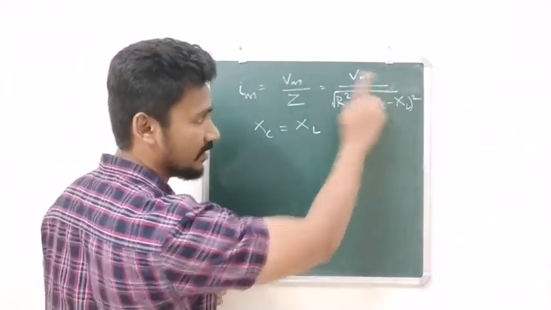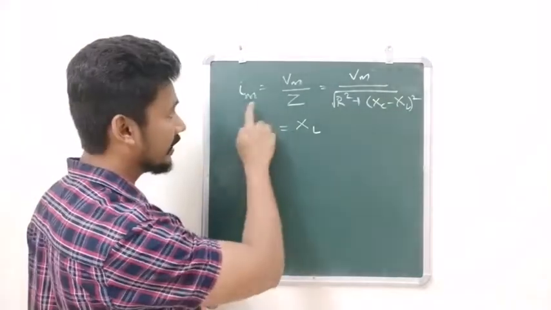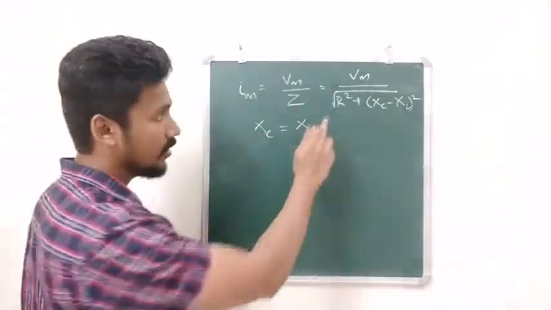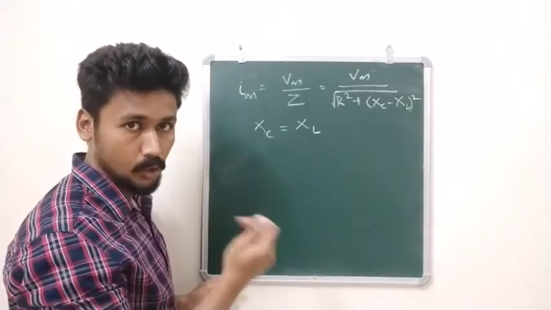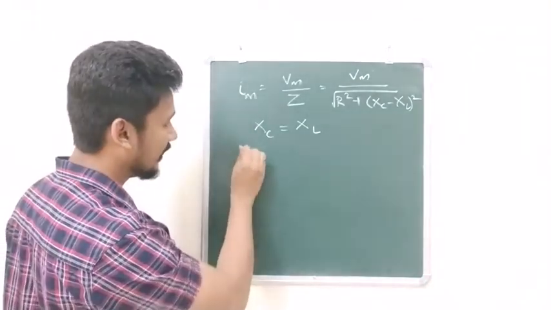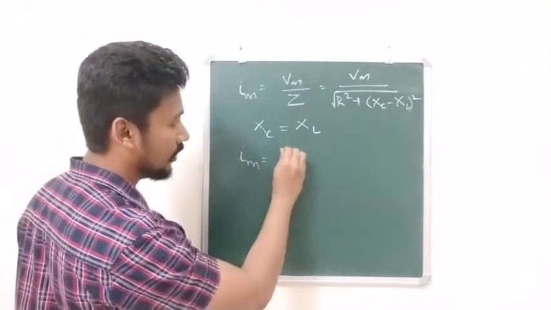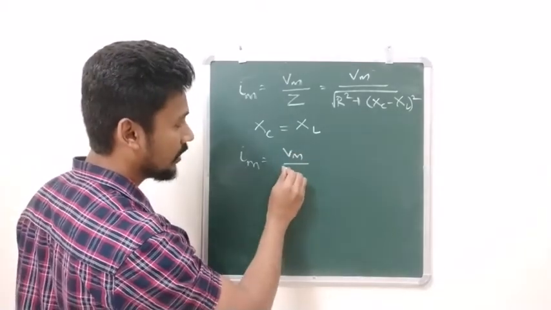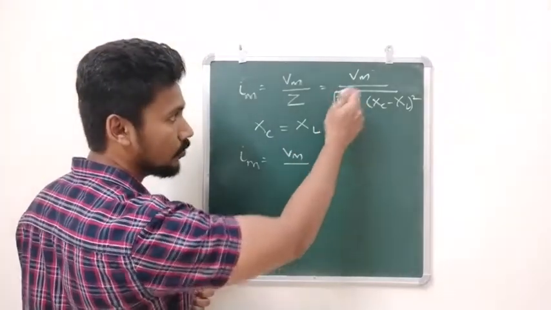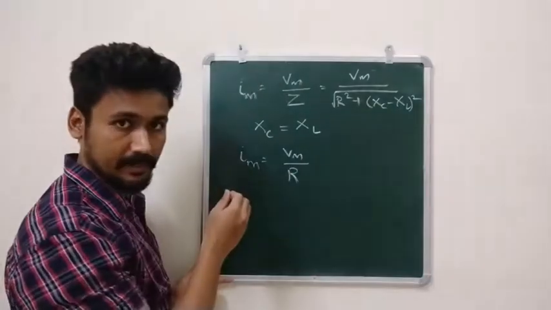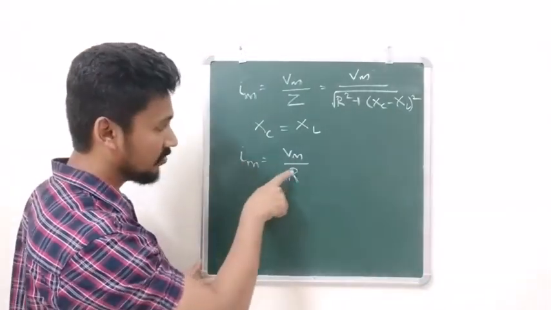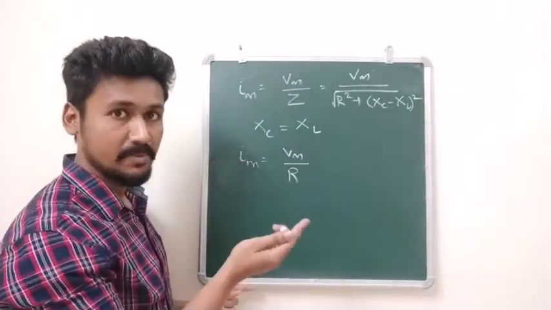Xc − XL will become 0 and we will get the maximum value of the current, because the impedance will become the lowest. So in that case we will get Im = Vm/√(R²), that is nothing but R. So we get Im = Vm/R, which is the maximum value.